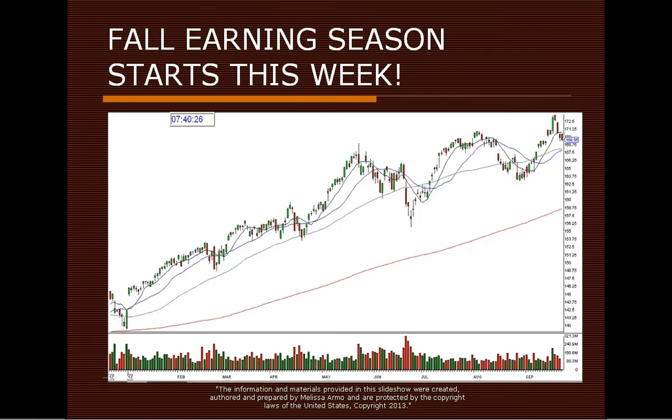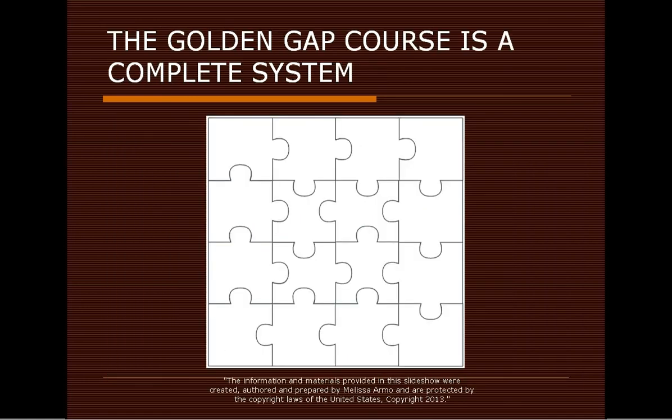So remember, fall earnings start next week, and it's coming up very, very soon. There's going to be tons of things to do, tons of stocks to trade that are gapping, and the market gaps too. You can trade the market gaps as well.